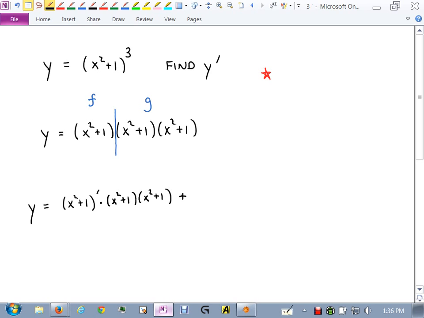Plus, now what? G prime, right? The derivative of all of this. I'm going to put that in red. I want the derivative of all of that stuff. That means I need the derivative of x squared plus 1 times x squared plus 1. Right? I need that derivative. Then times what? After I figure out what that derivative is, times x squared plus 1.